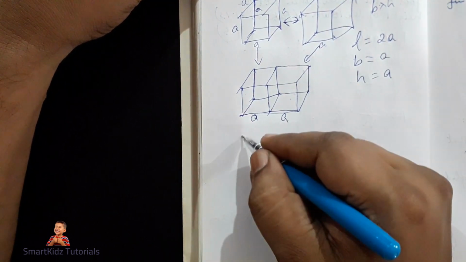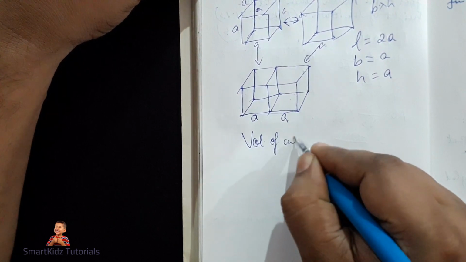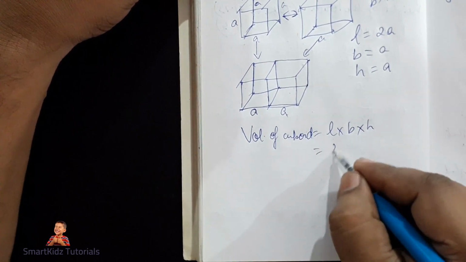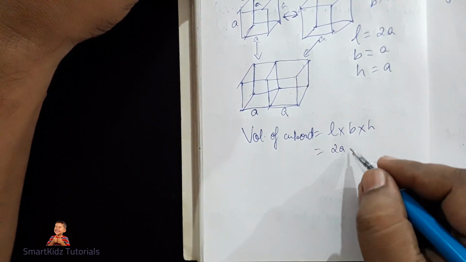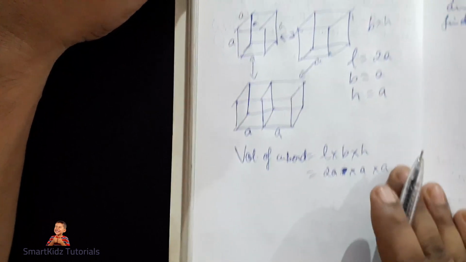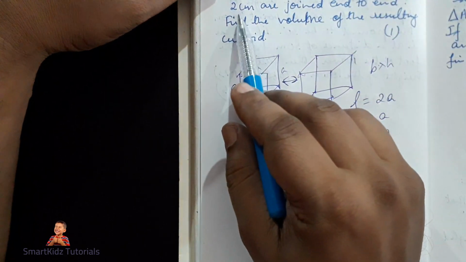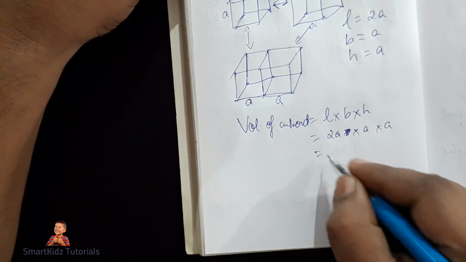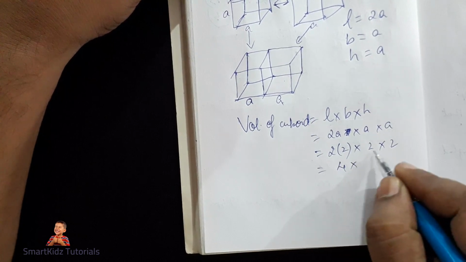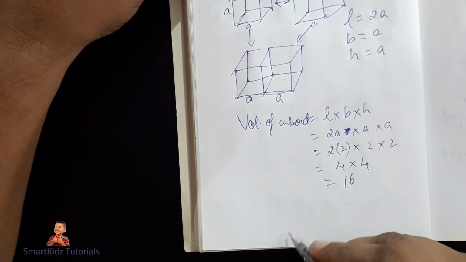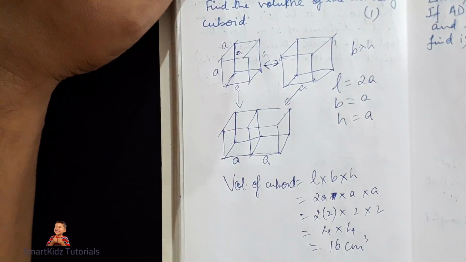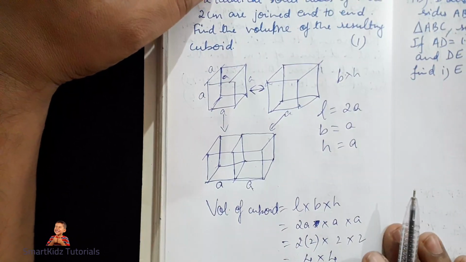Now we know the volume of a cuboid is what? Volume of cuboid formula is given by length into breadth into height. So if length is 2A, and breadth is A and height is A. Now A, which I'm saying is the side length, is given as 2 centimeters here. So in place of A, I'm going to take 2 into 2 into 2, which will become 4 into 4, which is 16. So 16 cubic centimeters is the volume of the resulting cuboid that we get. This is how we get the answer for 1 mark.